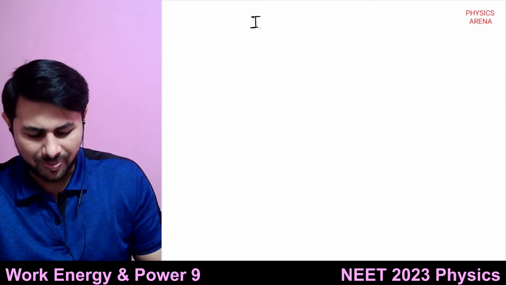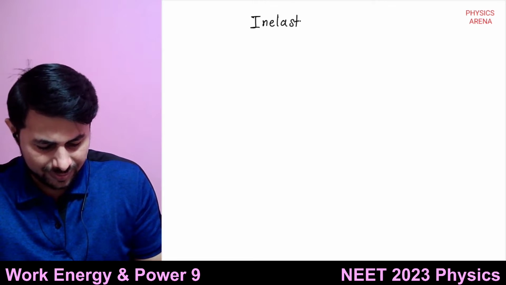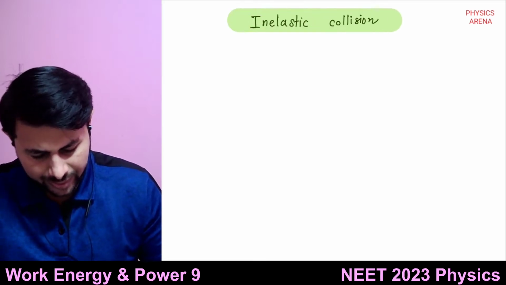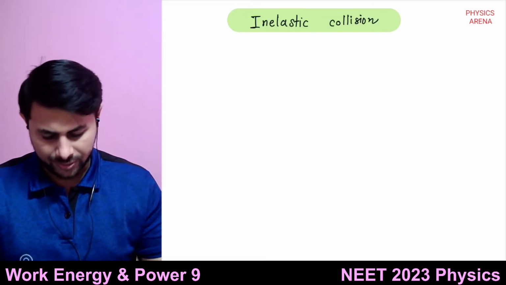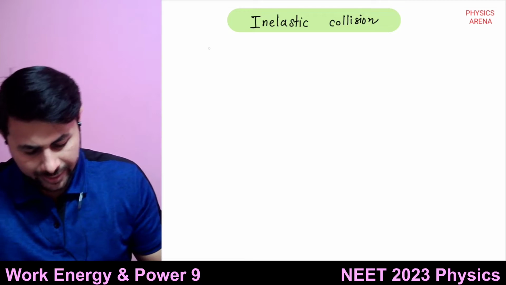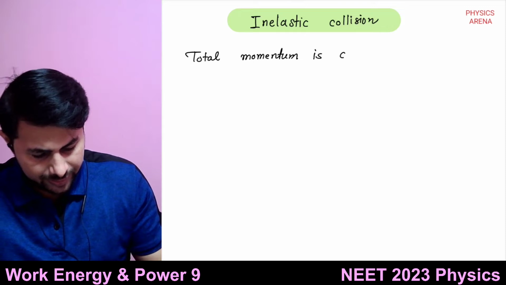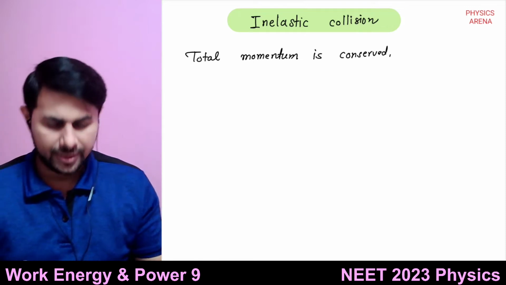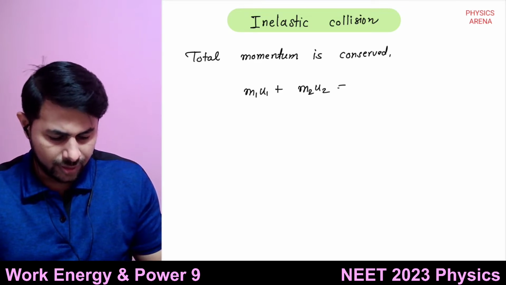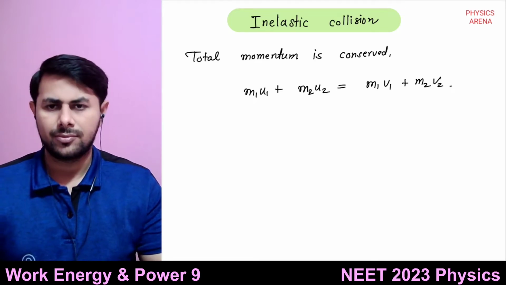Not a perfectly inelastic, but a partially inelastic collision. So again, in case of inelastic collision also, what we can say is the total momentum remains conserved, right? So the total momentum is conserved, and therefore you can say m1 u1 plus m2 u2 is equal to m1 v1 plus m2 v2, right?